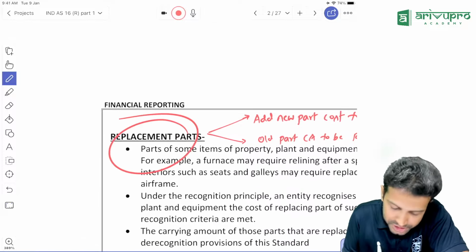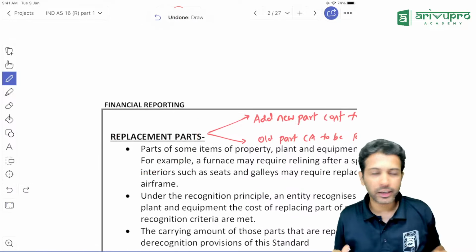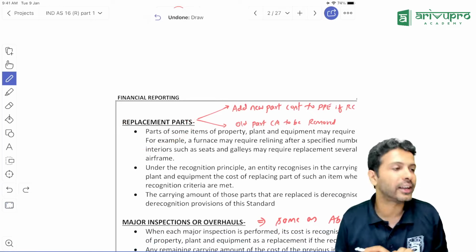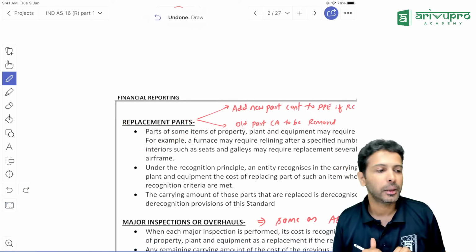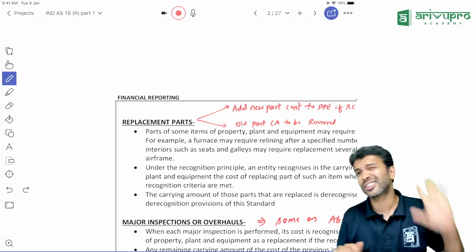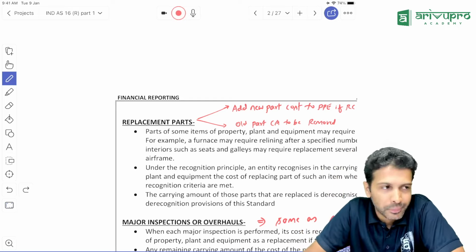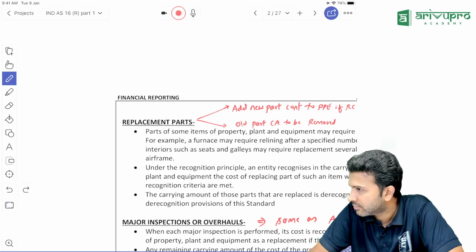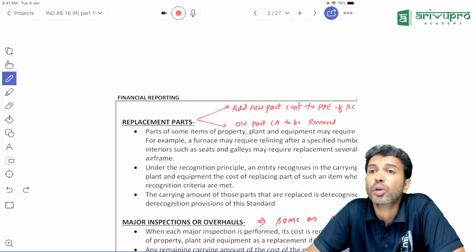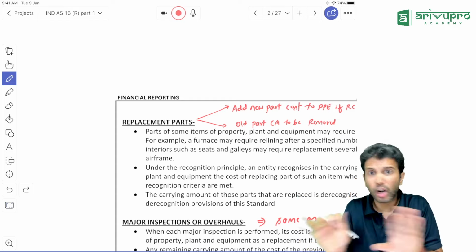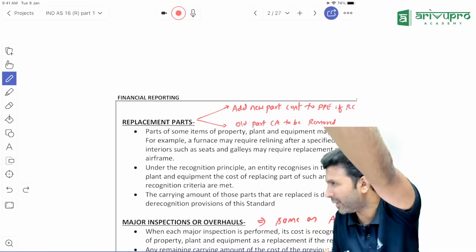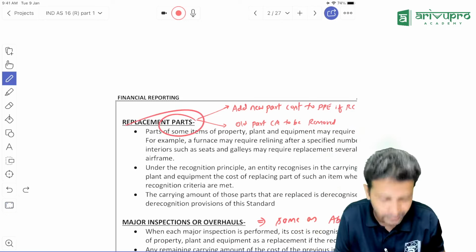Great. Next one, an important concept called replacement parts. So what is this replacement part? Now, property, plant and equipment, will it last forever? No, at some point of time, you have to replace. Here we are not talking about replacing the whole PP. We are talking about replacing a particular part.